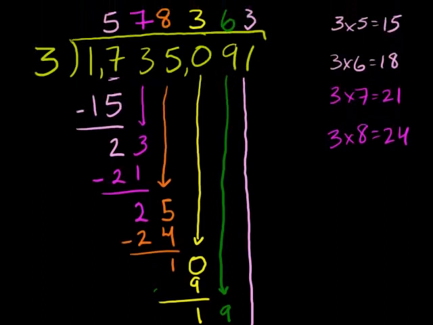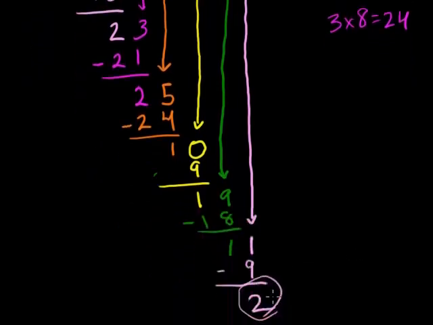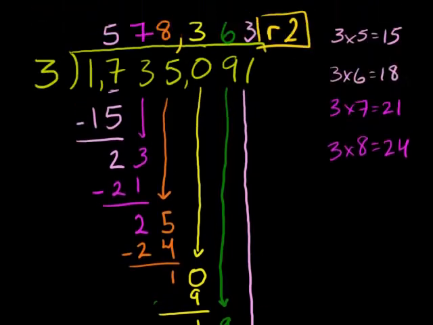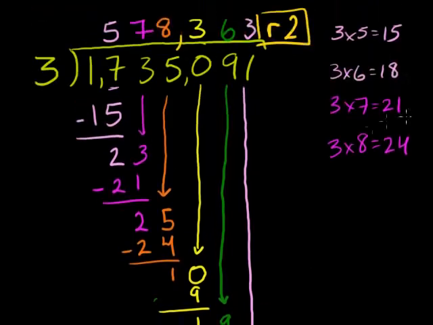So the answer: 3 goes into 1,735,091 578,363 times, remainder 2. And that remainder 2 is what we got all the way down there. So hopefully you now appreciate that you can tackle pretty much any division problem. And you also, through this exercise, can appreciate why it's called long division.